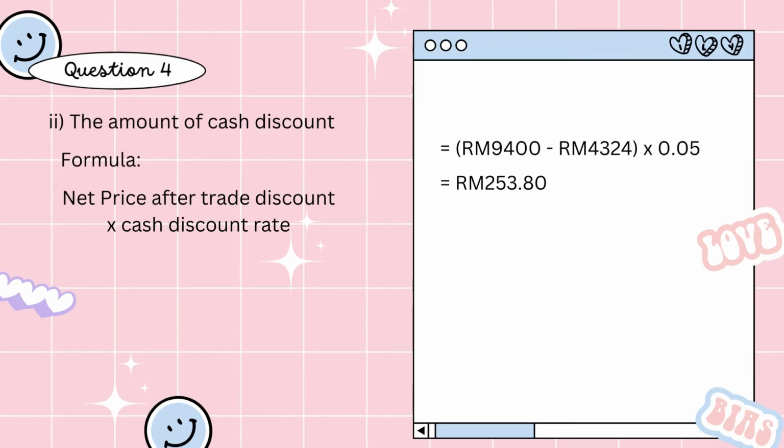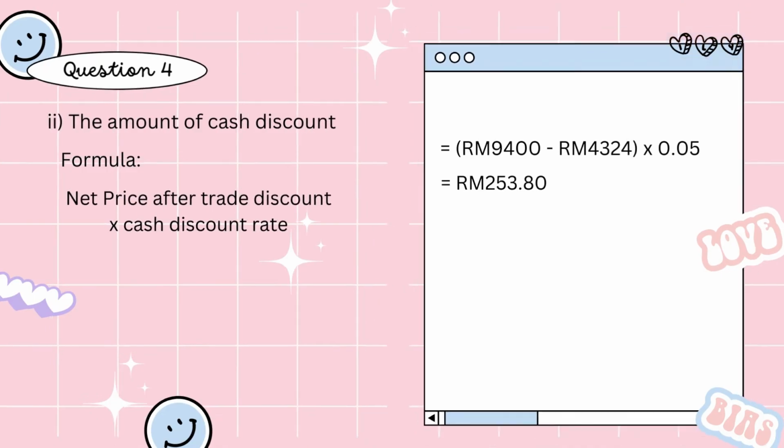Next, we need to find the amount of cash discount. In order to find the cash discount, we need to use the formula net price after trade discount times cash discount rate. But if the payment exceeds 10 days from the invoice date, the cash discount will not be counted. So RM9,400 minus RM4,324 gives the net price after trade discount, times the cash discount rate, which is 0.05, and we will get the answer RM253 and 80 cents.